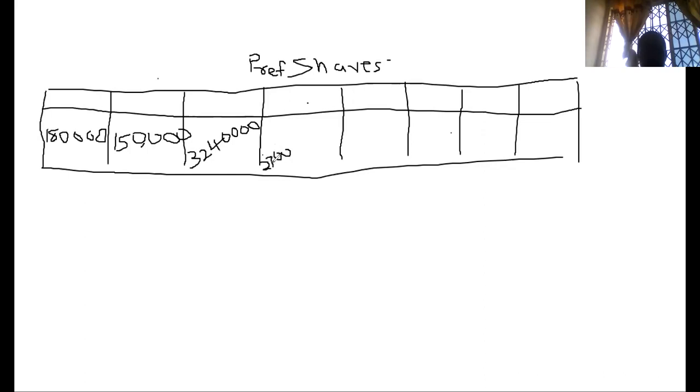So 2,700,000. Okay, so we were told that 30,000 preference shares were refunded. So this is what we're expecting. 30,000 by 18 will give me 540,000. So 540,000 has been refunded to applicants.